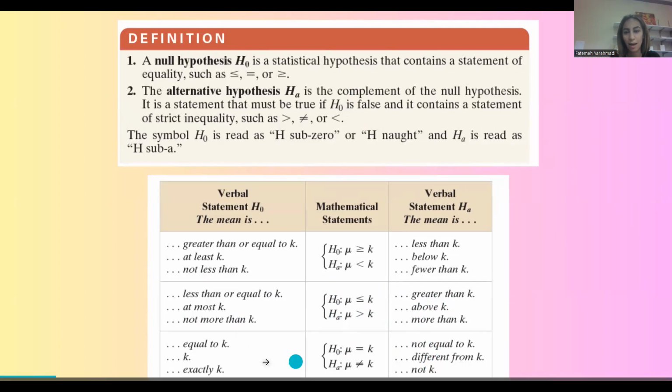Finally, the last set of verbal statements. If you see equal to k, exactly k, where k is a numerical value, they all have the meaning of the null hypothesis. Mu is k. And its opposite, not equal to, different from k, not k, they all represent the alternative hypothesis. H sub A: mu is not k.